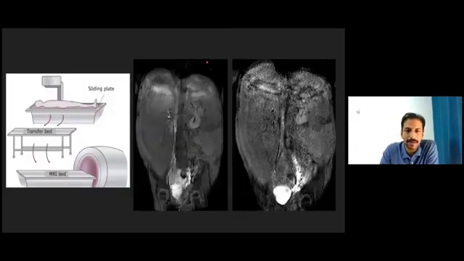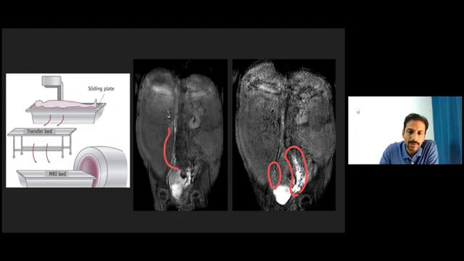So this is an example of MR lymphangiography. In this particular patient, we injected contrast from bilateral inguinal lymph nodes. Once the contrast is injected, we can see that the pelvic lymphatics are getting filled up on the right side, on the left side, and a little bit on the left and right side also.